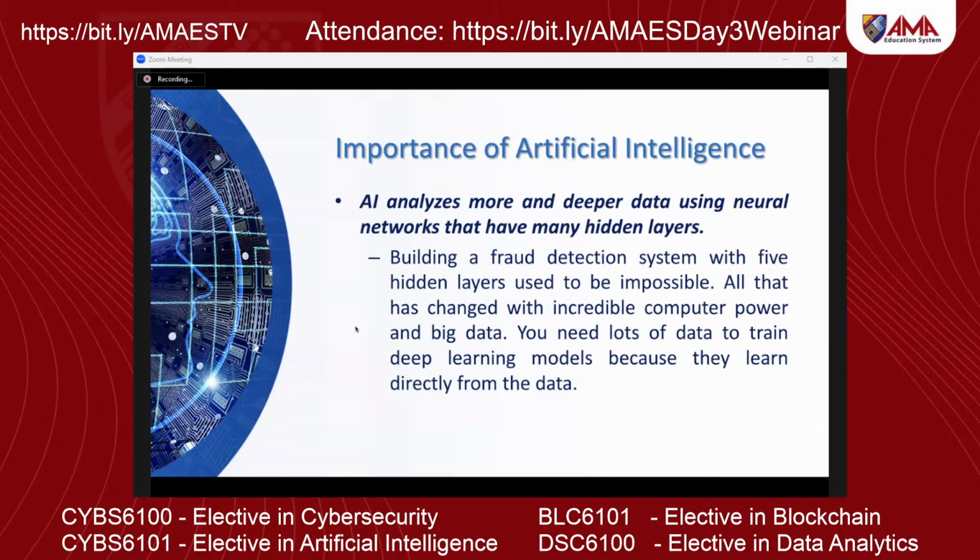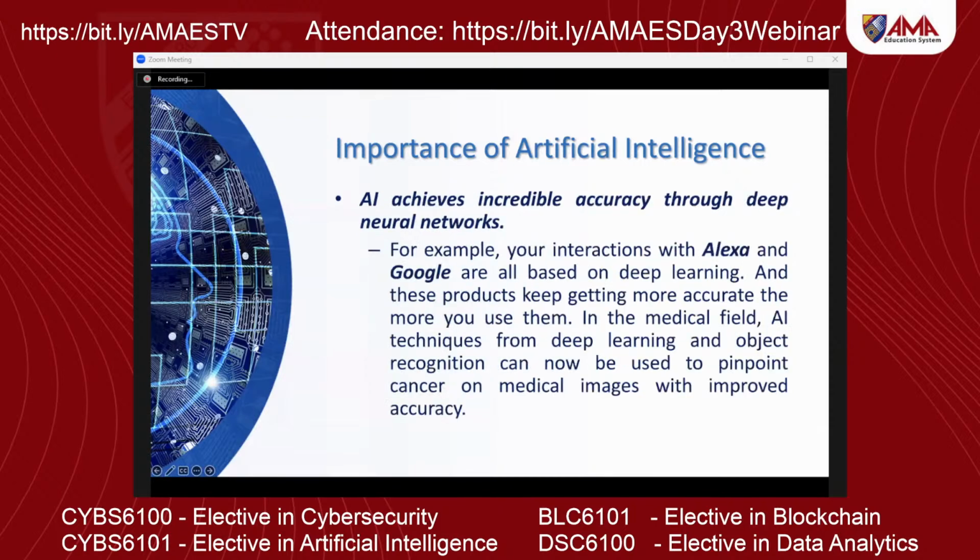Next, AI achieves incredible accuracy through deep neural networks. For example, your interactions with Alexa and Google are all based on deep learning, and these products keep getting more accurate the more you use them. In the medical field, AI techniques from deep learning and object recognition can now be used to pinpoint cancer on medical images with improved accuracy. So we also mentioned that artificial intelligence is widely used in the field of medicine or in the medical sector.